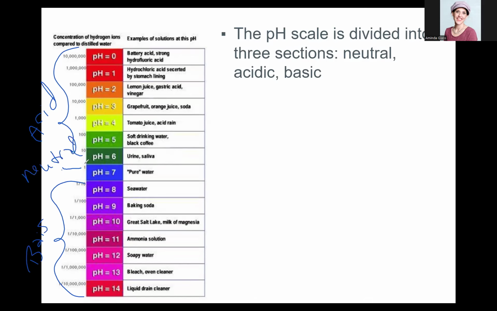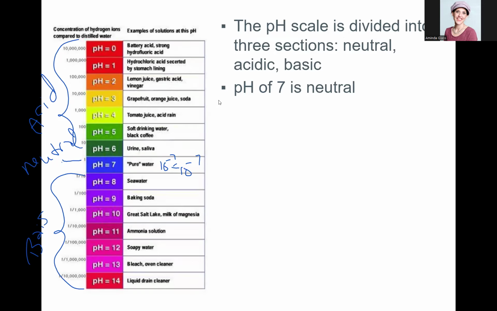Now it's neutral because at the pH of 7, your hydrogen ion concentration is 10 to the negative 7th, and your hydroxide ion concentration is 10 to the negative 7th. So they're equal. If they're equal, then they cancel each other out and they're neutral. Pure water, this isn't our tap water, but this is pure water, our distilled water that has no impurities in it whatsoever. A pH of 7 is neutral.